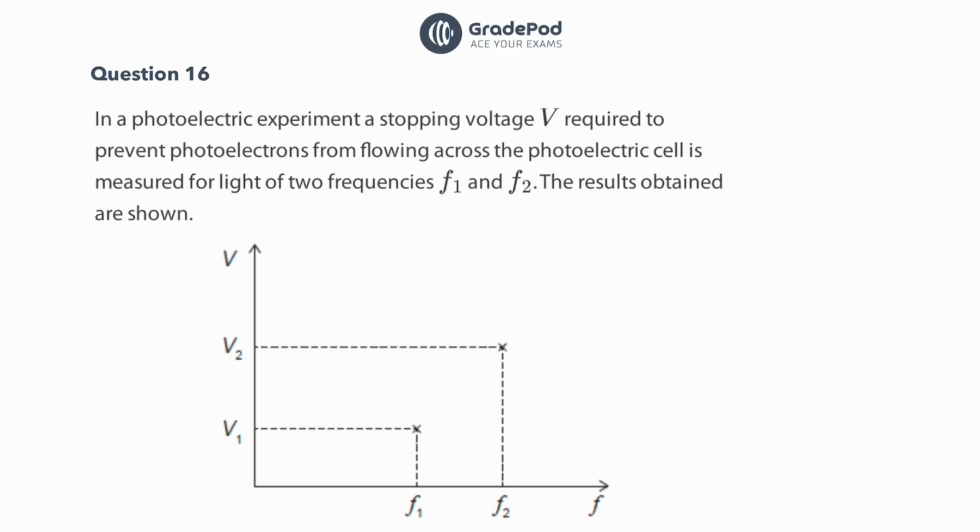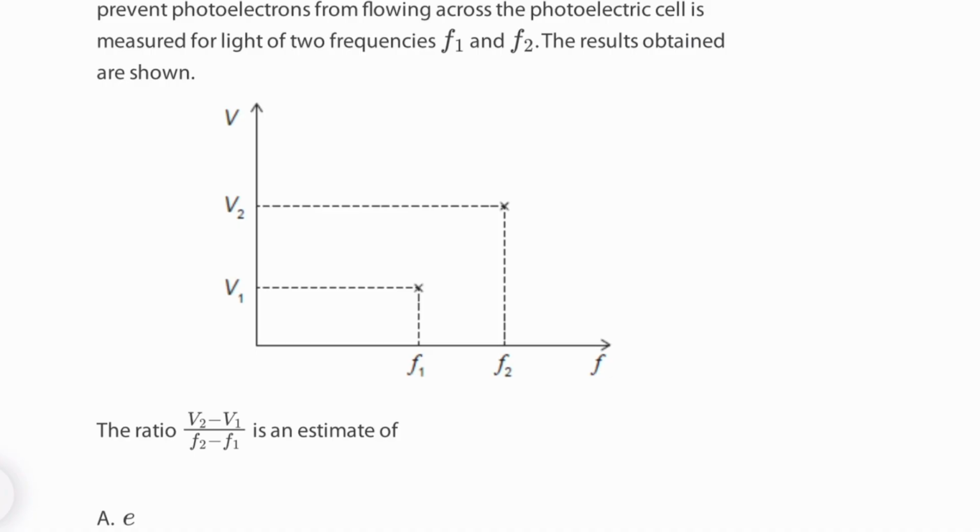Question 16. In a photoelectric experiment, a stopping voltage V required to prevent photoelectrons from flowing across the photoelectric cell is measured for light of two frequencies f1 and f2. The results obtained are shown. The ratio of V2 minus V1 over f2 minus f1 is an estimate of, well, what they've just quoted there is a gradient. So we're looking at the gradient of this graph.